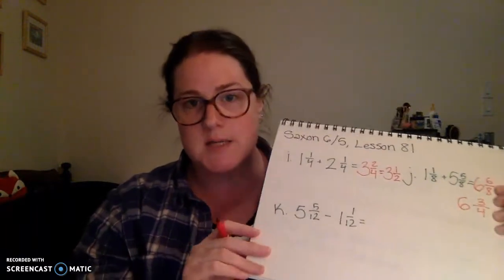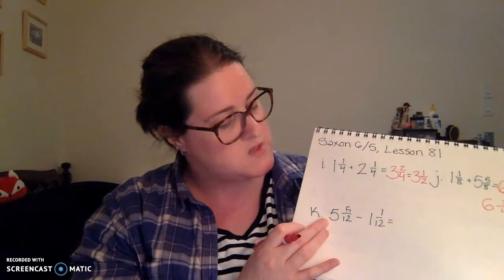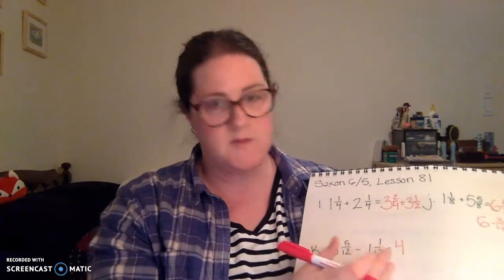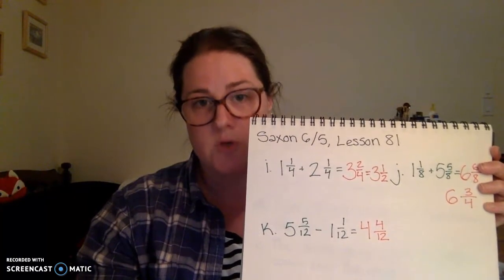And then my last practice problem, I have 5 and 5/12 minus 1 and 1/12. So 5 minus 1 is going to be 4. 5 twelfths minus 1 twelfth is going to be 4 twelfths. So that's my initial answer, 4 and 4 twelfths.